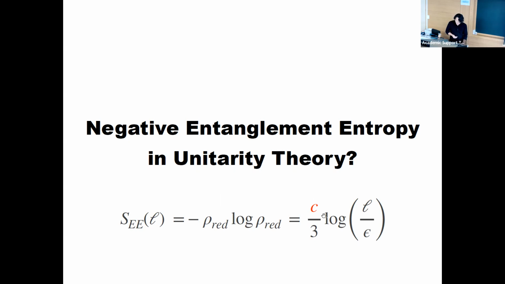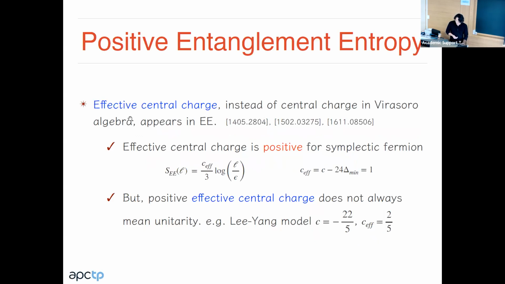It's something strange, but it's not strange, because you have to use the effective central charge. This series of papers shows that when you calculate entanglement entropy, you have to use the effective central charge, which is defined by c minus 24 times the conformal weight of the vacuum. So now in this case, it's just 1, so that is positive. But the reverse is not true.